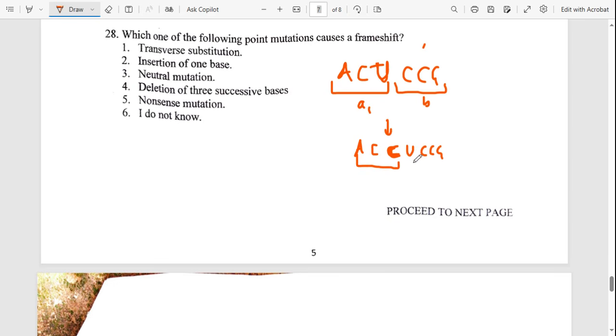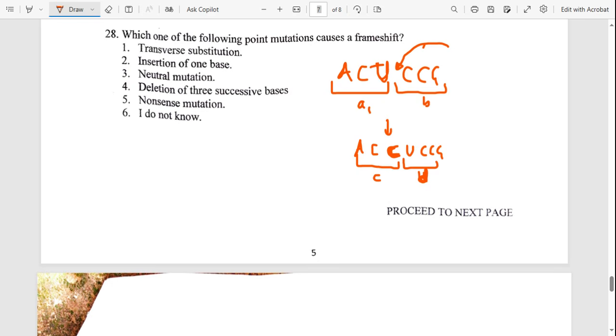You will read ACC. This will give you a different amino acid C. Then you read UCC. This will also give you a different amino acid, let's say D. This is what we call a frame shift. There is a change in the way you've read your chain. That's a frame shift mutation. But addition of three nucleotides or deletion of three nucleotides is a non-frame shift mutation, because we're simply adding a different amino acid between, or removing an amino acid, and not really changing the way you read. So which of the following point mutations causes a frame shift?